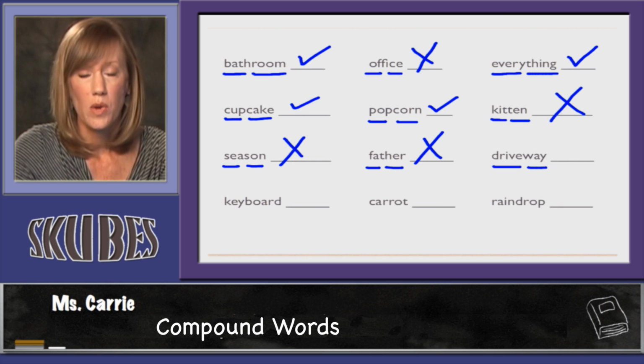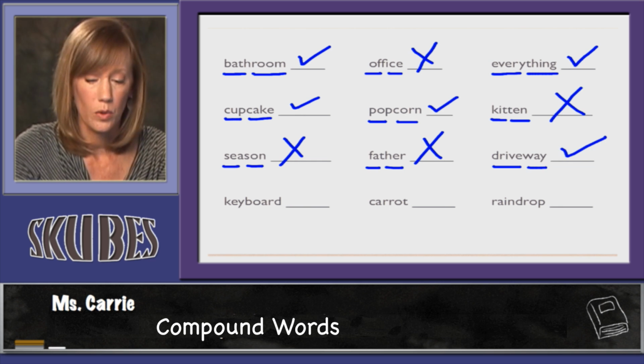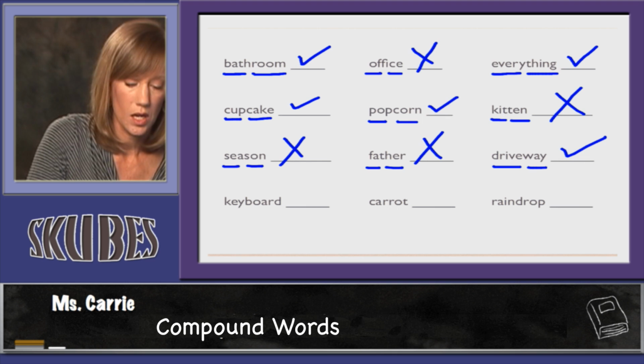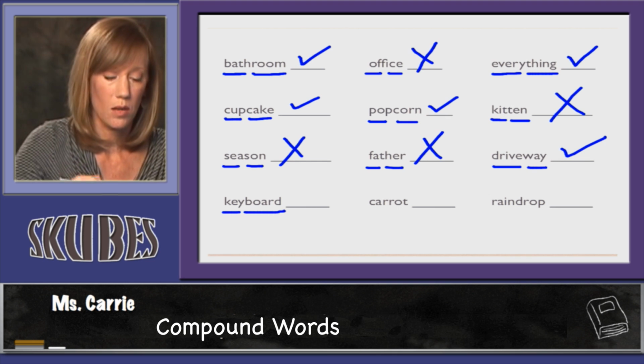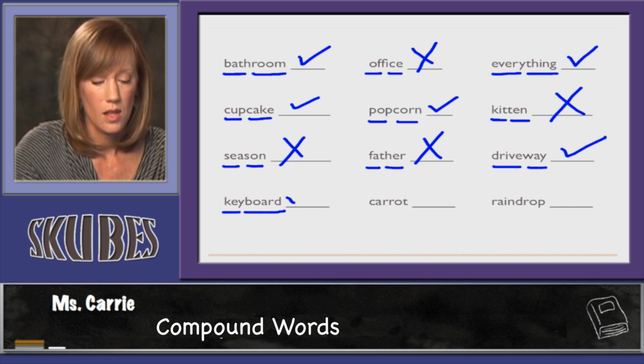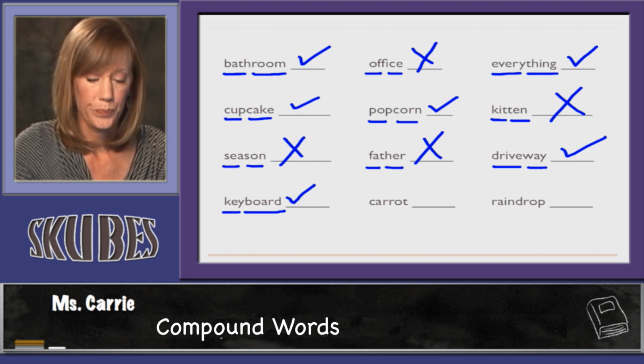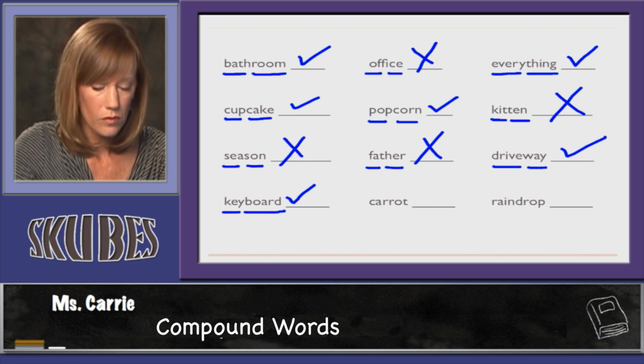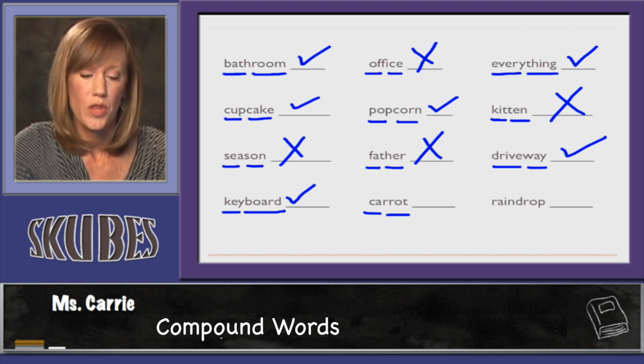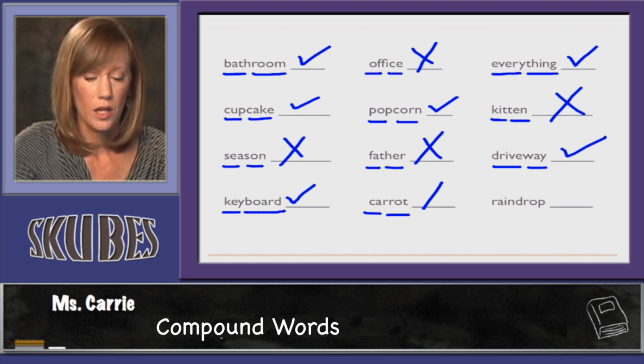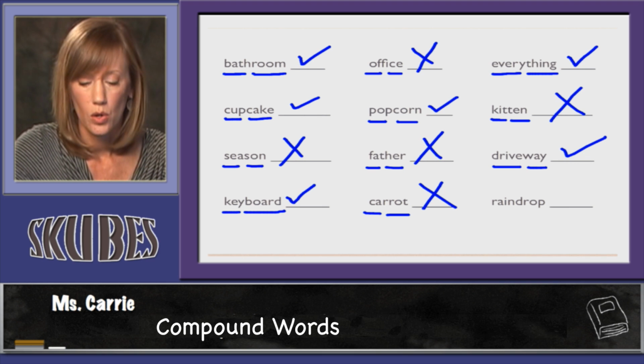Drive and way makes driveway. Yes, that would be. Keyboard. Key and board put together to make a keyboard that you would play on. That is a compound word. Carrot. Car's a word. Rot's a word, but they're not put together to make a compound word. So carrot would not be a compound word.